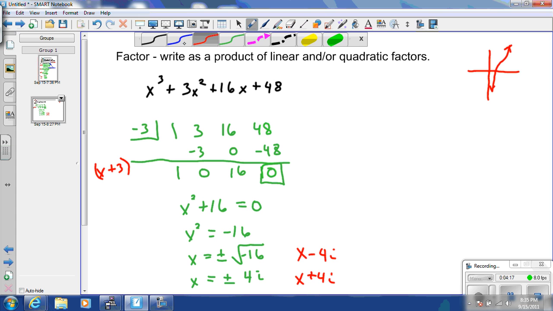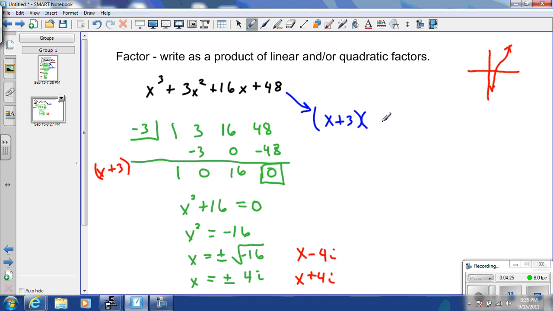So the factored version of this guy, completely factored, is x plus 3 times x minus 4i times x plus 4i. Okay, hopefully that one went well.